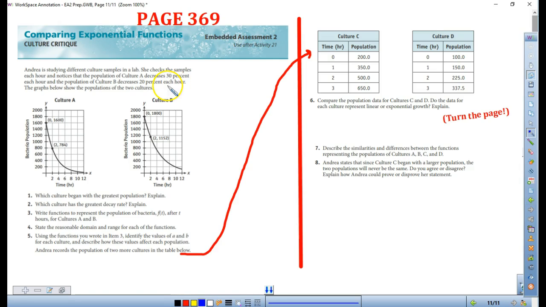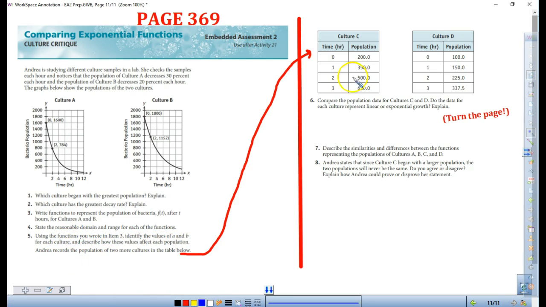She's studying a couple different cultures here and explains that A decreases 30% each hour and B decreases 20% each hour, and it shows the graphs. It shows a couple points on them, and these points are handy for a certain reason, for when you get to building your functions. But notice on number 1, explain. Number 2, explain. Then you have to write functions for A and B. If I was you, after I wrote my functions, I would plug in this input and make sure I get this output. They should work. And then state the reasonable domain and range, and then use them to identify the values of A and B and what they stand for, like we did.